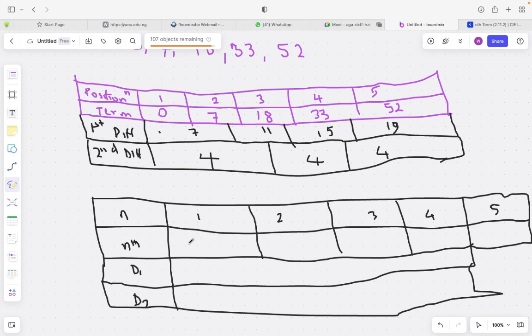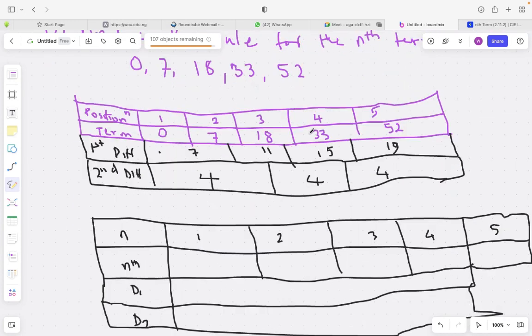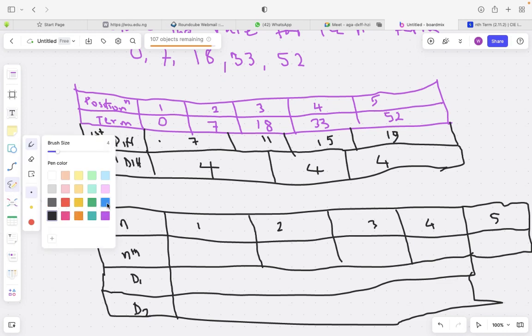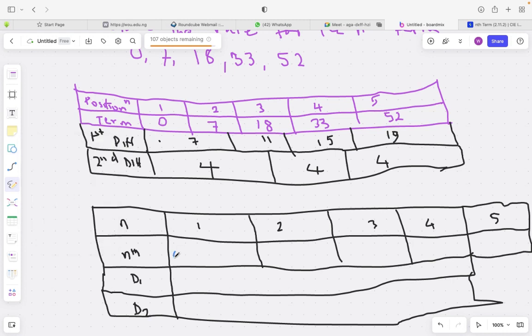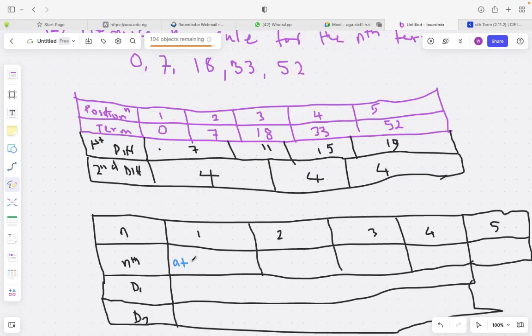Okay, here we find it using the formula. You remember the formula? n is 1. So 1 squared is 1, 1 times a is a. So here I have a, plus b, and n is 1, so 1 times b is b, then plus c. So here we have a plus b plus c. That's what we have here.